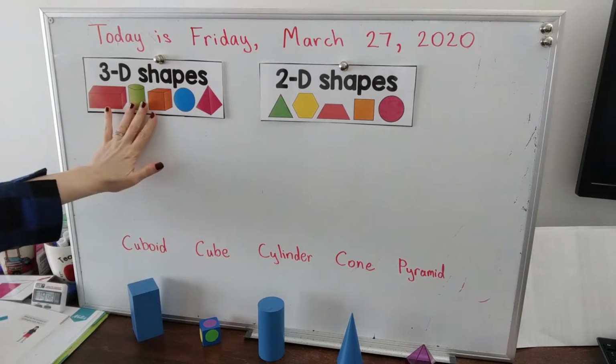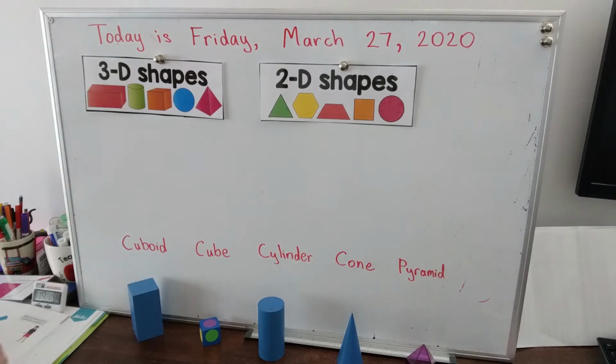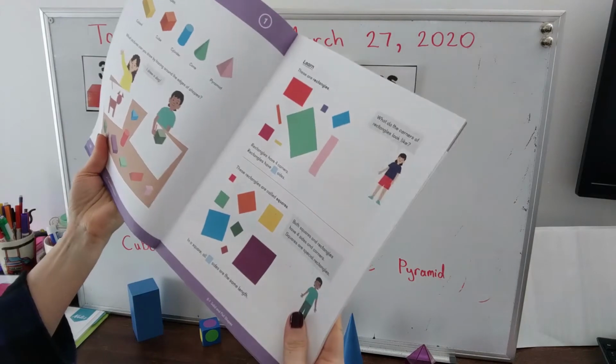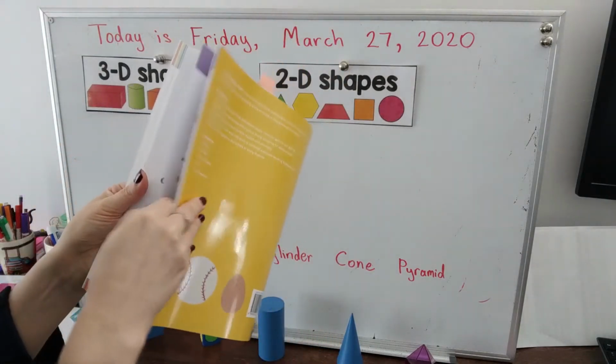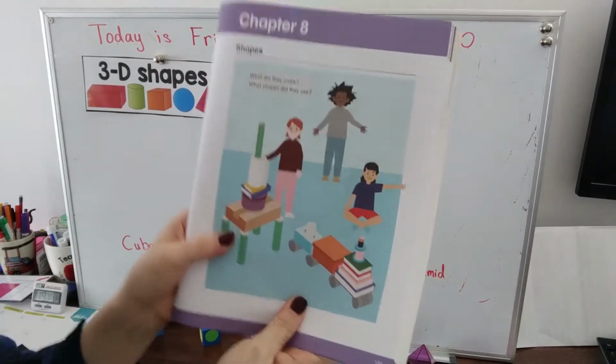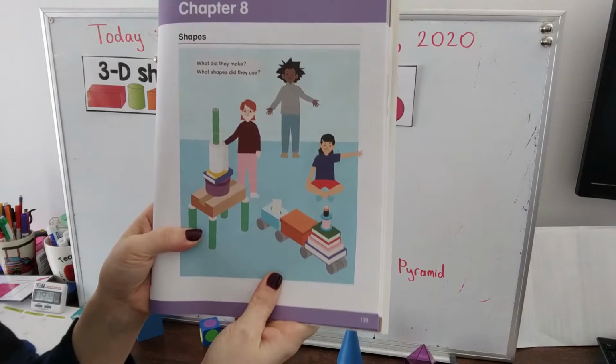We're going to talk about some 3D shapes and 2D shapes. To start us off, let's open to our textbooks to chapter 8. And let's take a look at this page. What I want you to do, just like what the kids did, it said, what did they make? What shapes did they use?